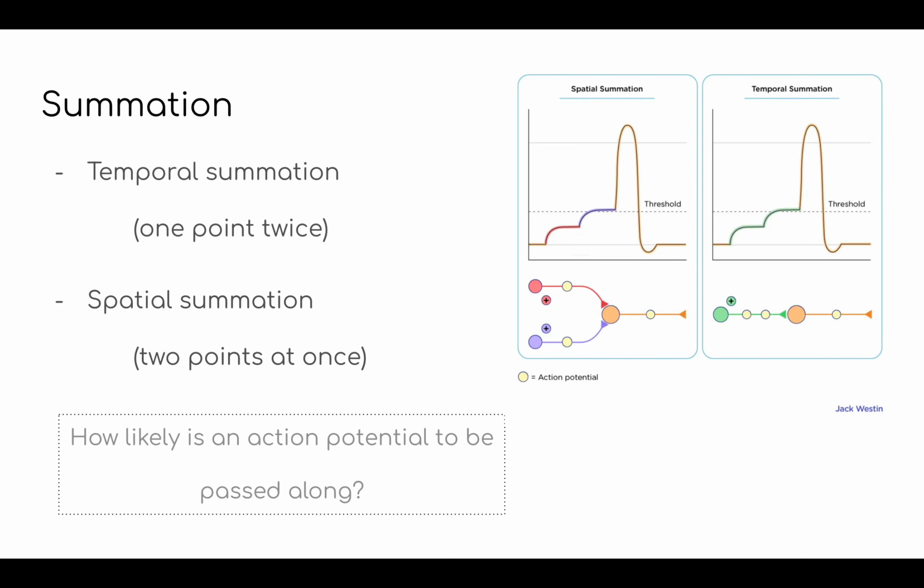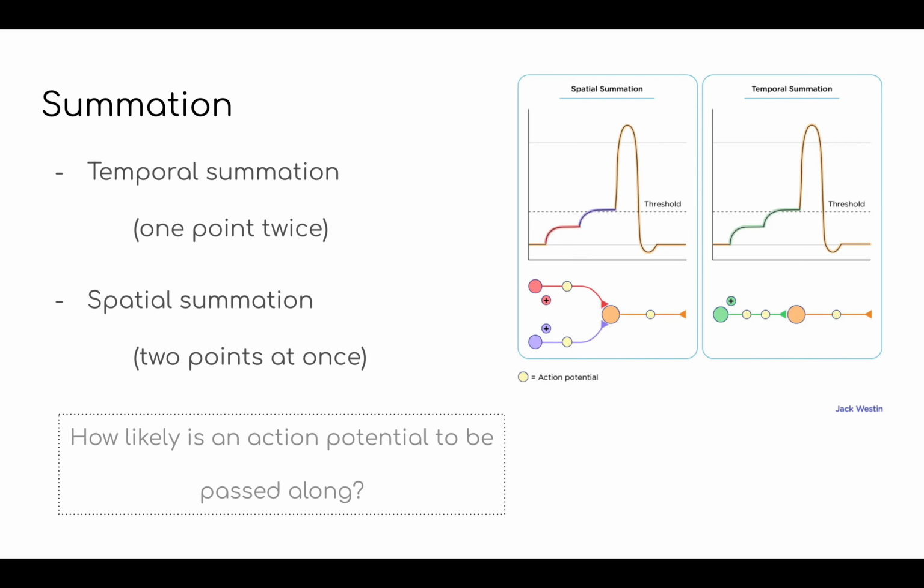And the second type of summation is spatial summation, or summation over space. In this case, the combination of subthreshold excitations, if close enough together in space, can also produce an action potential. And you could think of this as stimulation in 2 points at once.